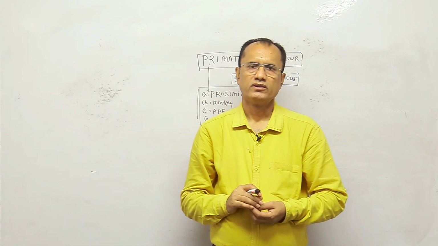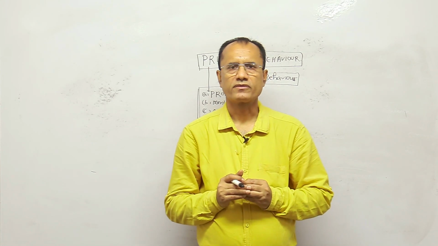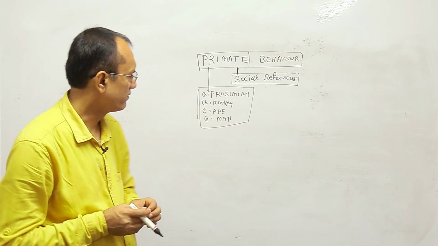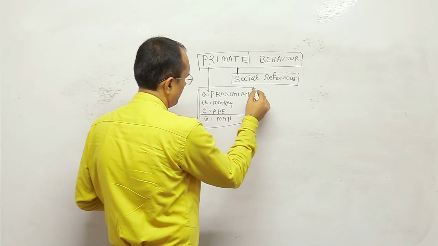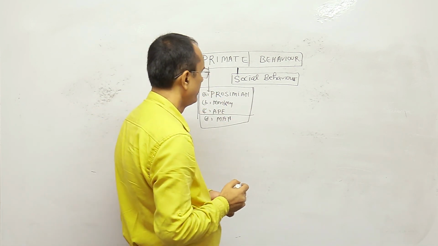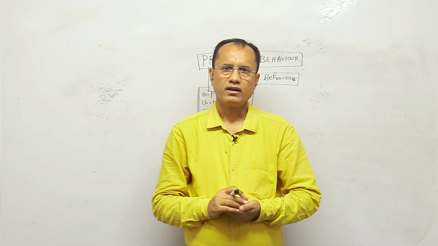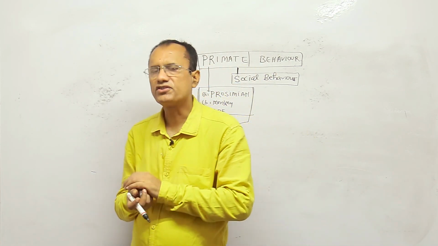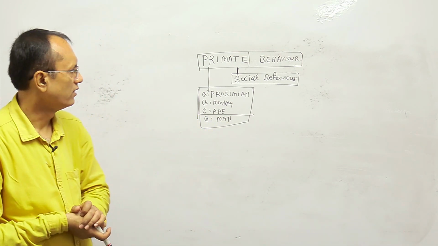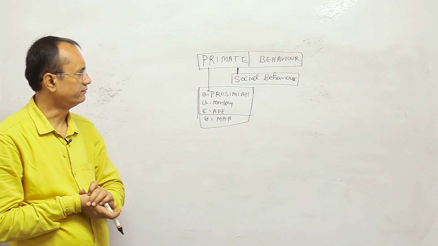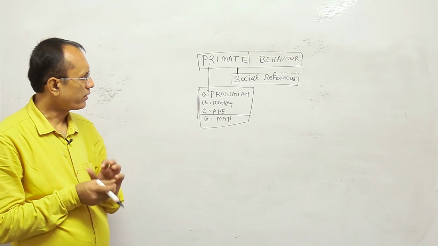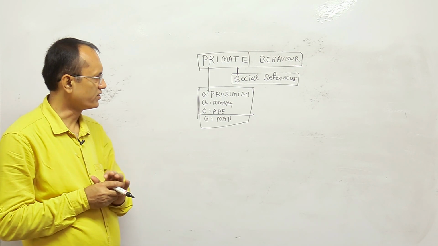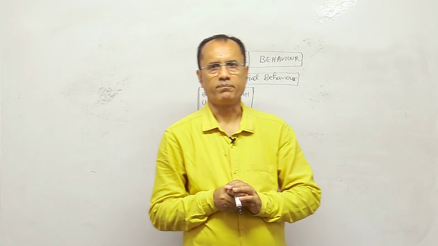But in these four members, primatologists mainly focus on studying the social behavior of non-human primates. These three: social behavior of prosimian, monkey and ape. And on the basis of the study of social behavior of prosimian, monkey and ape, they try to understand the evolution of social behavior of our early ancestors. So primatologists are mainly interested in studying the social behavior of non-human primates like prosimian, monkey and ape.